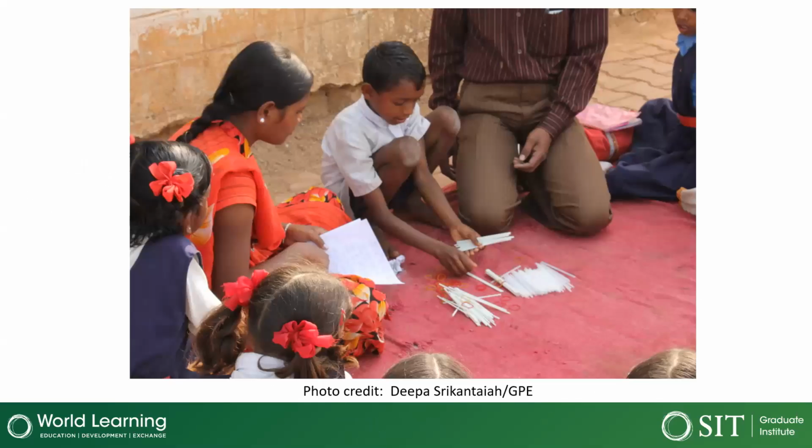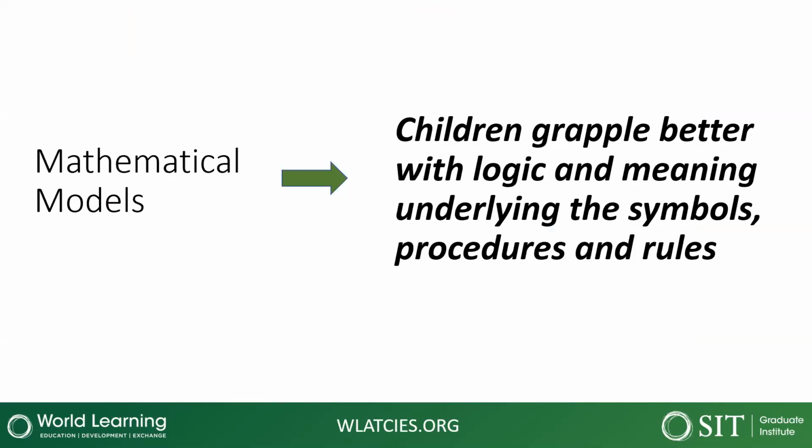So here's an example of a child in India using straws as manipulatives to solve a problem. And I'll go through exactly what this child is doing. The child is creating bundles of 10 straws, and I'll go through this example in another slide. So therefore, mathematical models help children grapple better with the logic and meaning underlying the symbols, procedures, and rules.